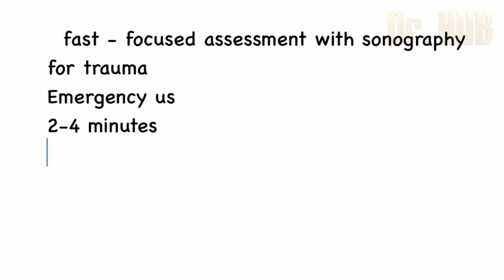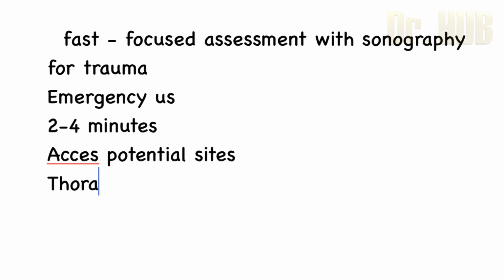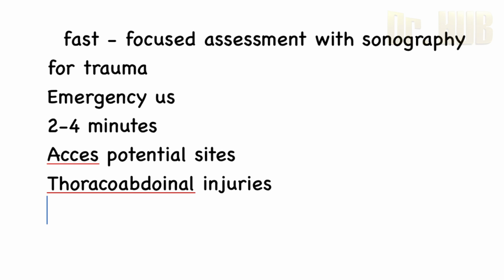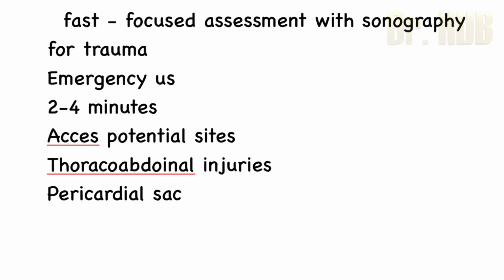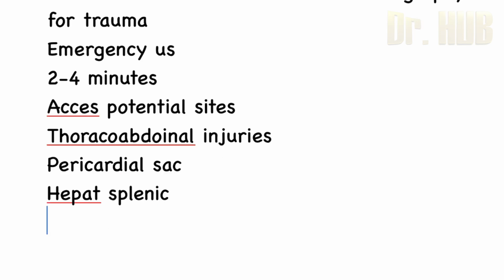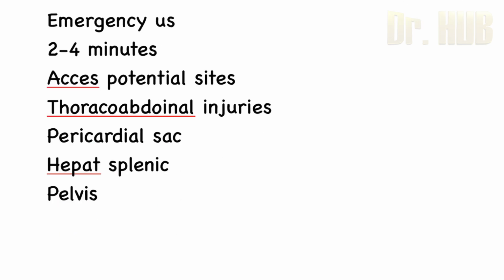Next, it assesses the potential sites of the thoraco-abdominal injuries, and it is known as the 4 P's. So what is meant by the 4 P's? Assess the potential sites of the thoraco-abdominal injuries, that is the pericardial sac. Next, you go for the perihepatic region, the splenic region, as well as the pelvis. So these are the areas we look into.